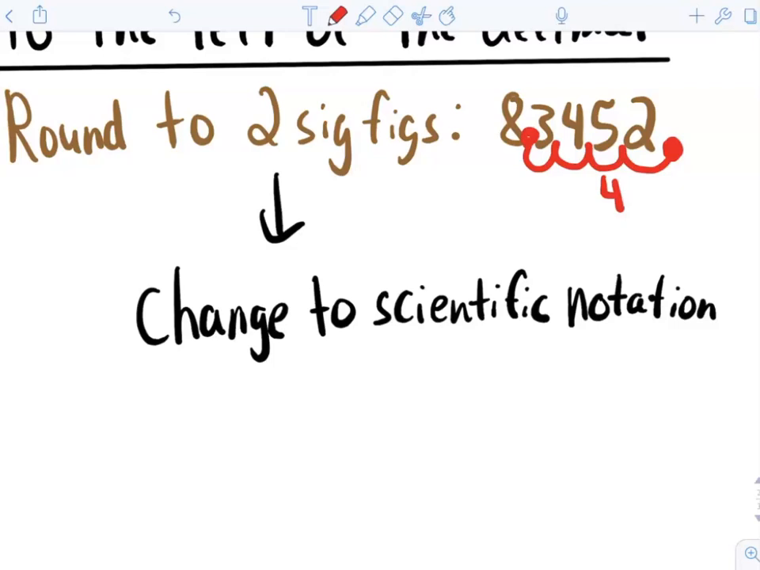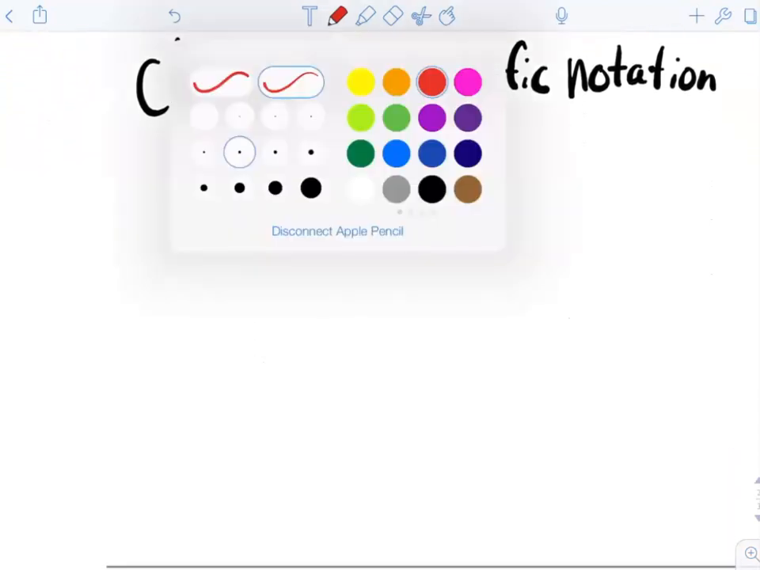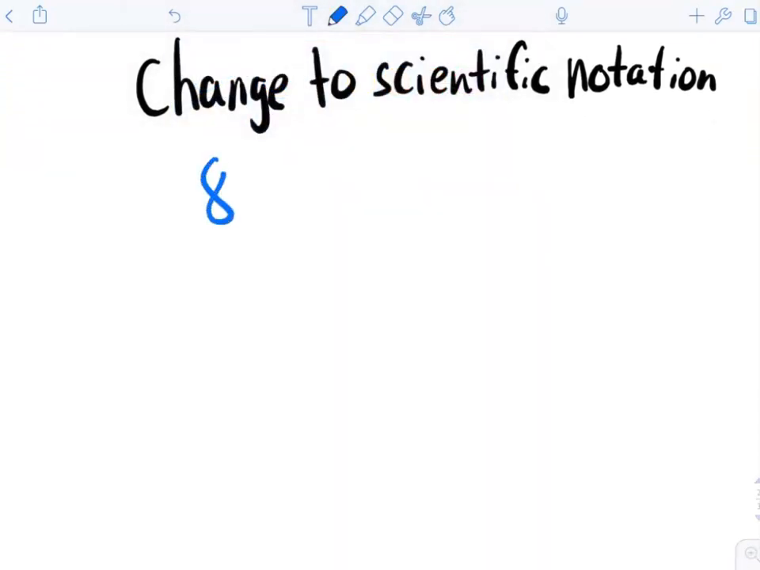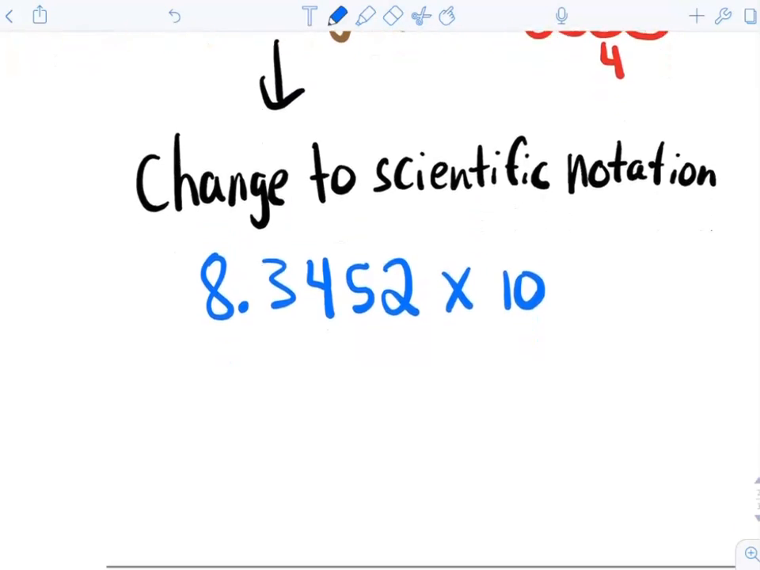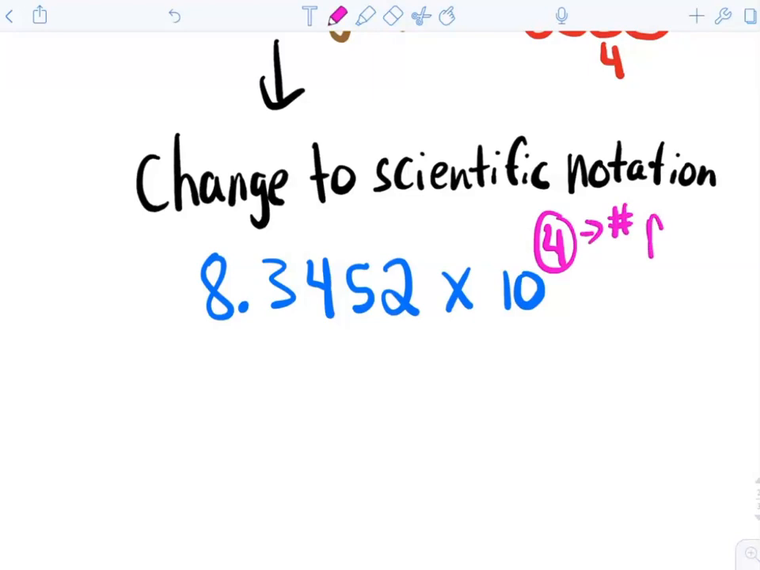Okay? So that means that I would have 8.3452 times 10, and then the raised part, this exponent, is going to be your number, and let me do that in a different color, of places moved.